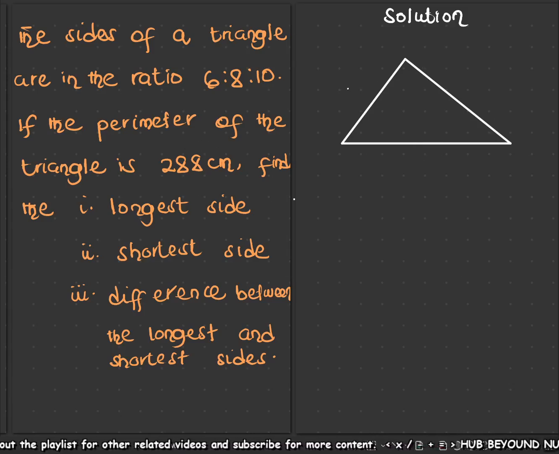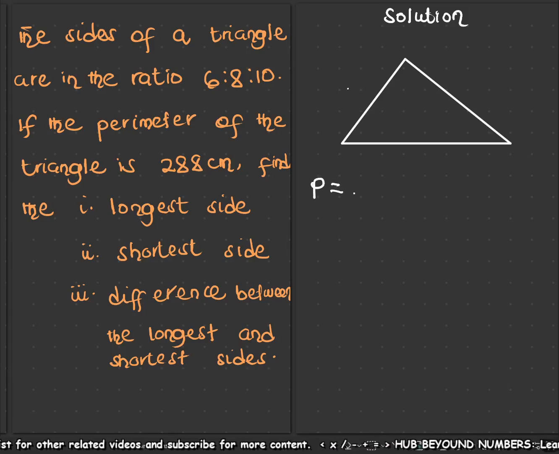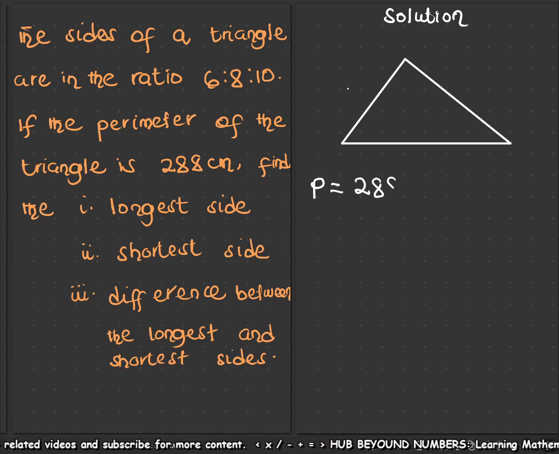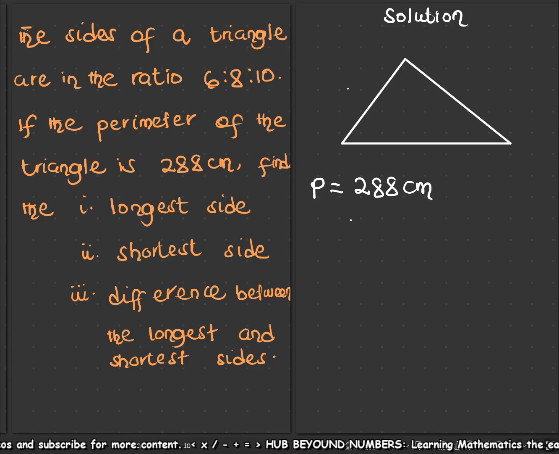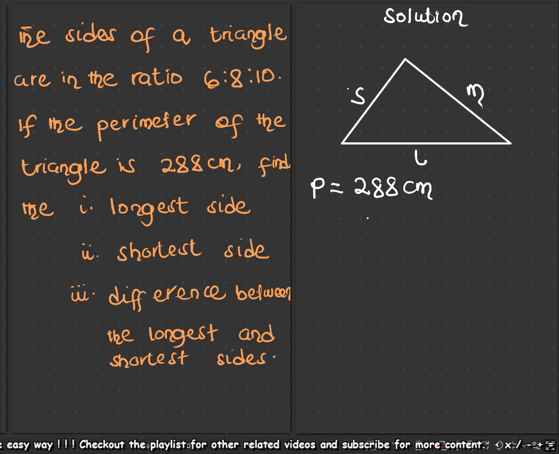Now they are saying that the perimeter of the triangle, so P, is equal to 288 centimeters. And to get this perimeter, we have to add the sides. Since this is going to be my longest, I'm just going to say L, right? And then this is my shortest, so S. Then this is the medium, so M. So the longest side plus the medium plus the shortest is going to give us the perimeter.